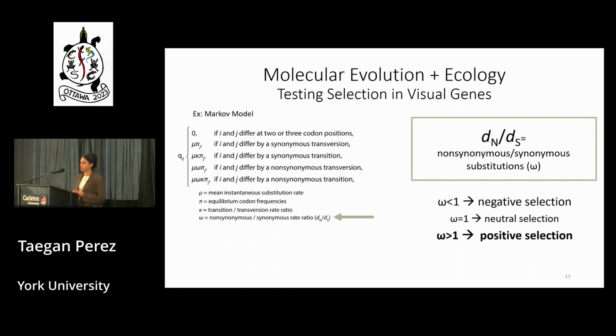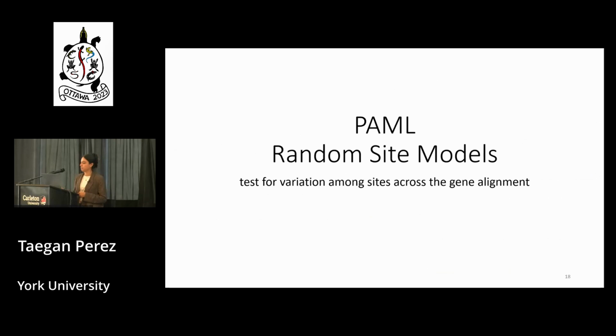And so these codon-based likelihood models estimate this omega value, which provides us with a measure of selective pressure that, depending on its value, allows us to infer the type of selection that's acting on the gene. And so there are a number of different programs that are available to estimate these omega values. We made use of one called PAML. PAML contains a number of groups of models. And the first type that we used are called random site models. And these test for variation among sites across an entire gene alignment.